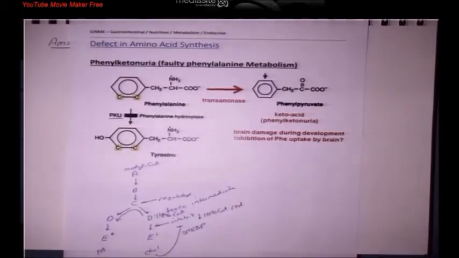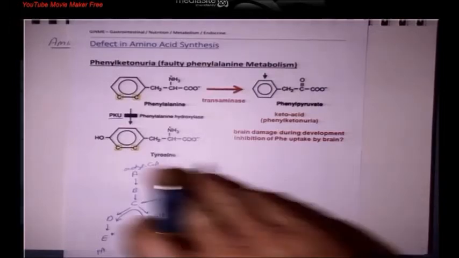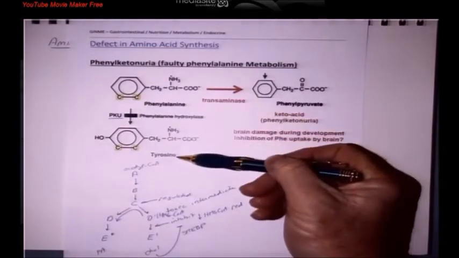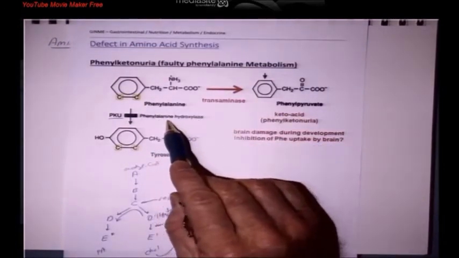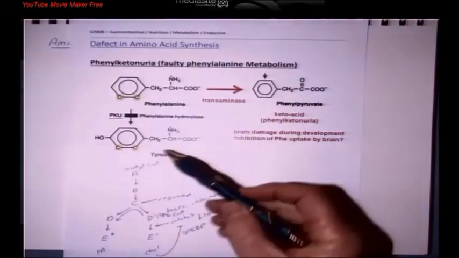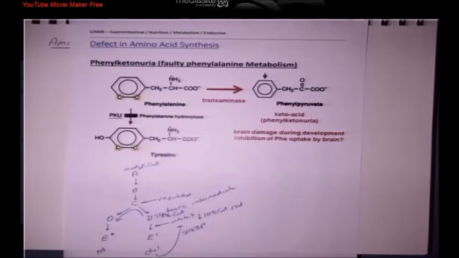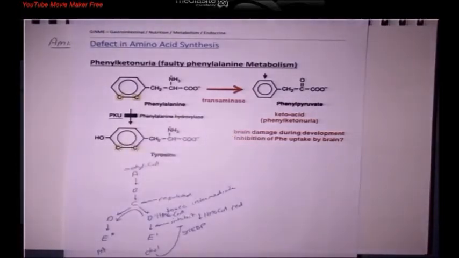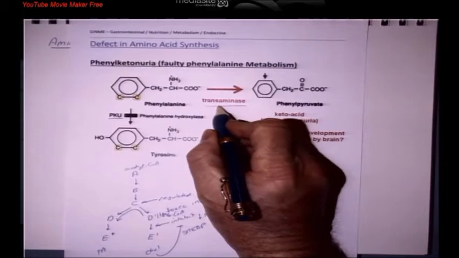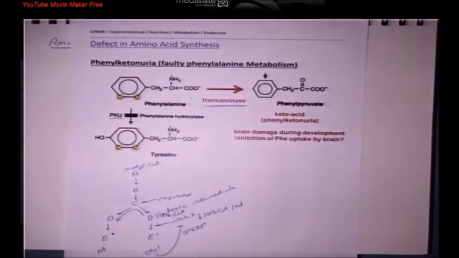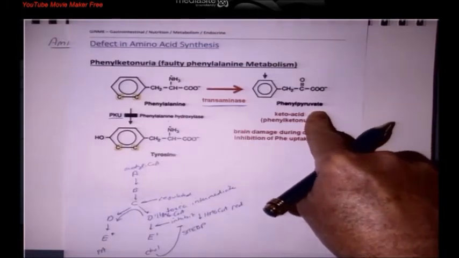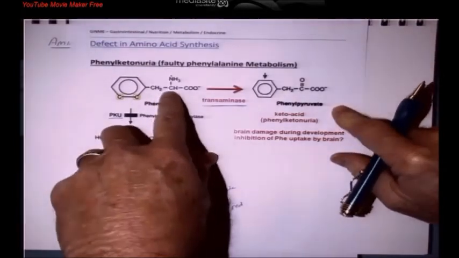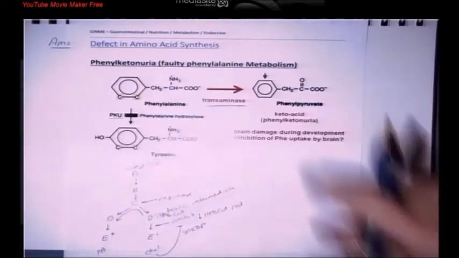Now, most of these defects that we're talking about, these inborn errors, are a good example here in PKU. If you've got an inhibition of conversion of phenylalanine to tyrosine by inhibition of this phenylalanine hydroxylase, or deficiency of the enzyme, the phenylalanine builds up. Now, phenylalanine is an amino acid. The problem with this is that as the concentration increases, it will undergo a normal transamination reaction, and we will build up this phenylpyruvate. Now, the phenylpyruvate is nothing more than the alpha keto acid of phenylalanine.